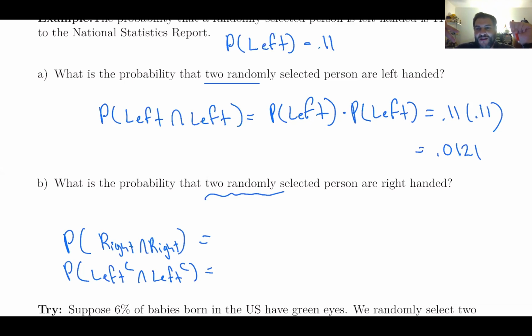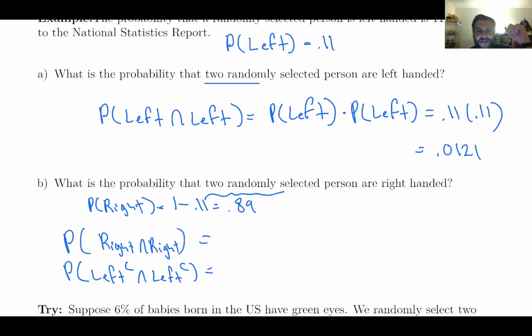So first thing we have to do is find the probability that somebody is right-handed. If I know the probability somebody is left-handed, then to find the probability that somebody is right-handed, we say 1 minus the probability somebody is left-handed, which is 0.11, which is 0.89. So 89% of the population are right-handed. That's how you want to do it, by taking the complement.